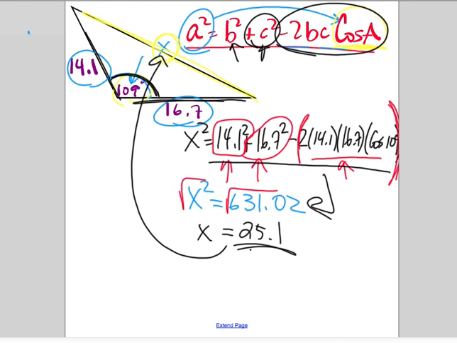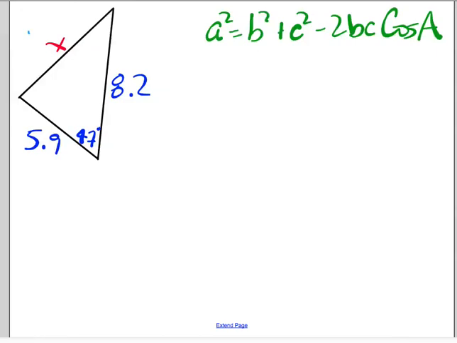Okay, here's another example. I'm looking for x. In this case, I've got a side and another side, and I've got the angle in between. So this again is a side-angle-side triangle. Whenever I have a side-angle-side triangle, I don't have those opposite partners, so I can't use the sine law. And you'll find that the sine law is way simpler than the cosine law. So we always use it when we can, but in this particular case, it's just not available.